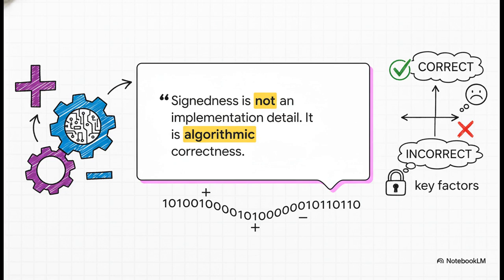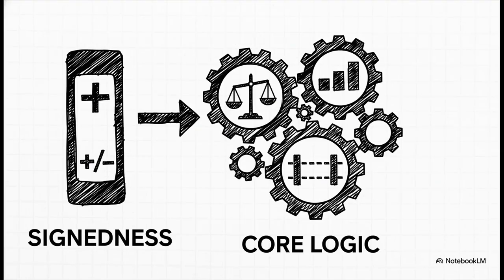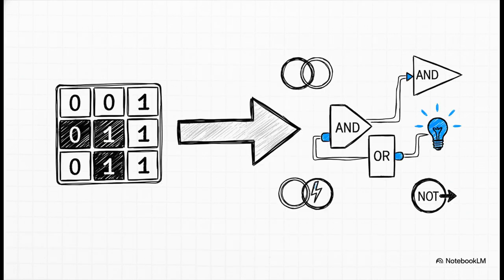So if there's one thing you take away from this, let it be this. Signedness is not an implementation detail. It is fundamental to algorithmic correctness. Period. I mean, what is an algorithm really? It's all about comparisons, ordering, and checking boundaries. Your choice of signed or unsigned directly changes the very fabric of that logic. It determines if your loops terminate correctly, if your sorting actually works, and if your program accesses memory safely. It's that important. Understanding how data is represented is the crucial first step.